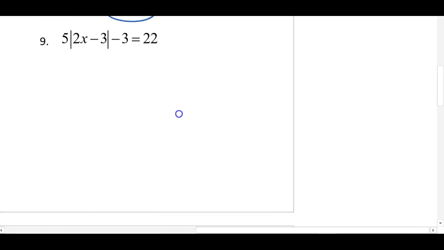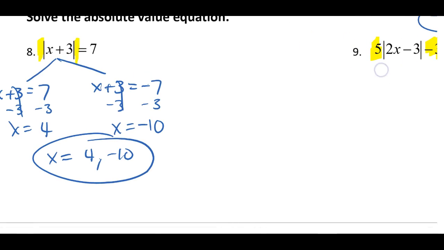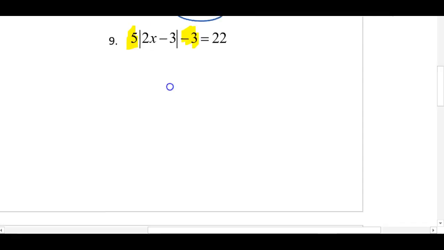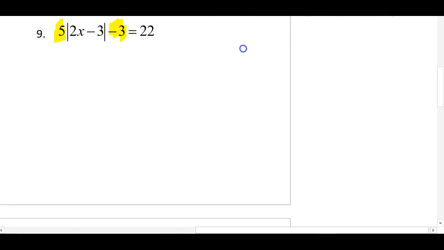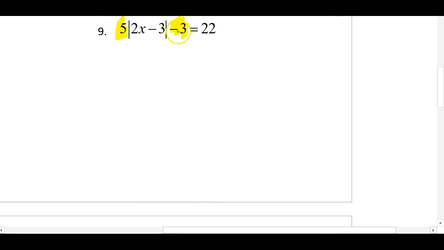Now this one, if you notice, on the left and right of our absolute value bar, we have a number. So that means I cannot split the equation yet. I cannot split it like this until I remove those numbers from each side of the bars. So what I want to do first is get rid of this 3. So I'm going to add 3 here and here.